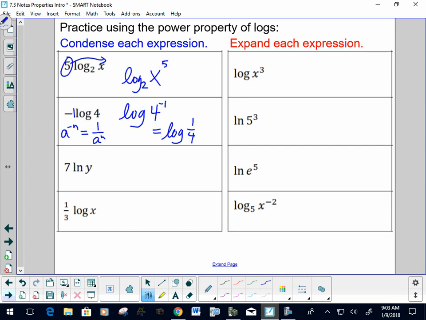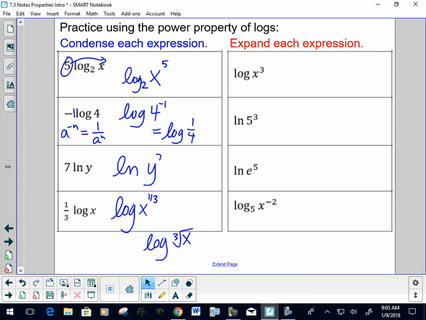All right, the next one, 7 times the natural log of y would be the natural log of y to the, sorry, my brain started writing a 4. The natural log of y to the 7th power. And 1/3 the log of x is the same thing as the log of x to the 1/3 power. Another way you could write that is the log of the cube root of x. Either of those is fine. You don't have to write it as a cube root. I just wanted to remind you of that. Expanding means you're bringing the powers down. So we would take that cube and bring it as a coefficient. So this would be 3 times the log of x.